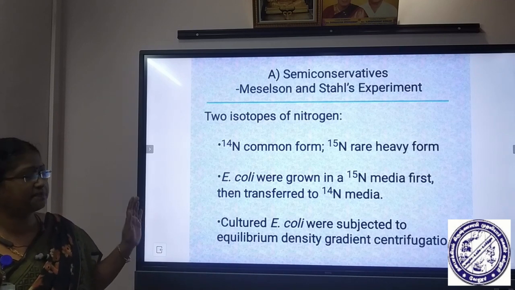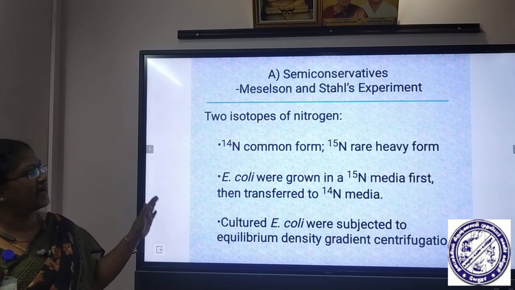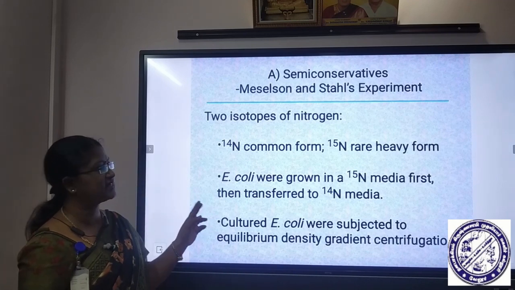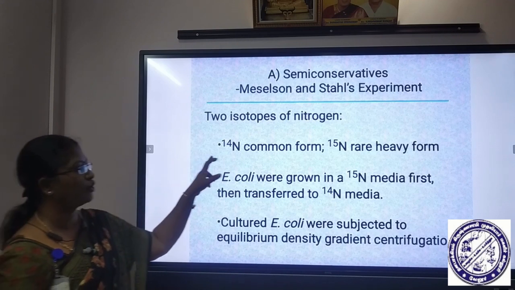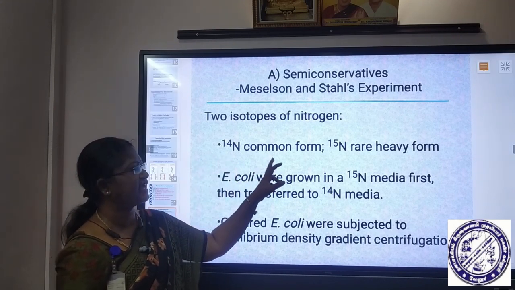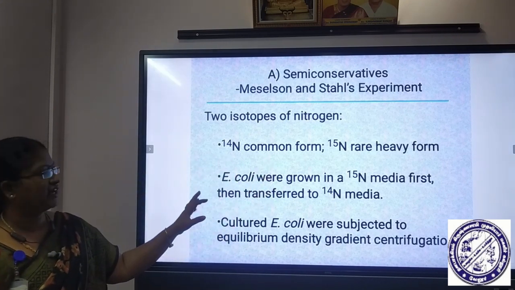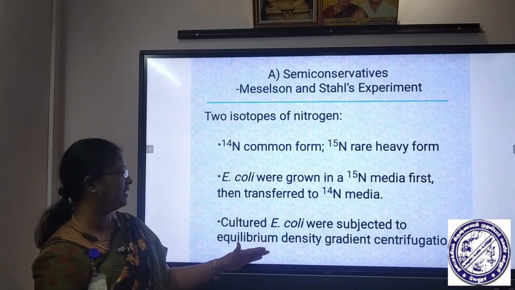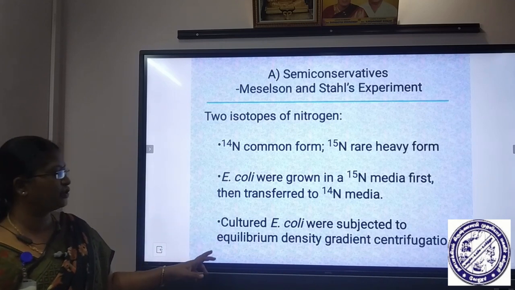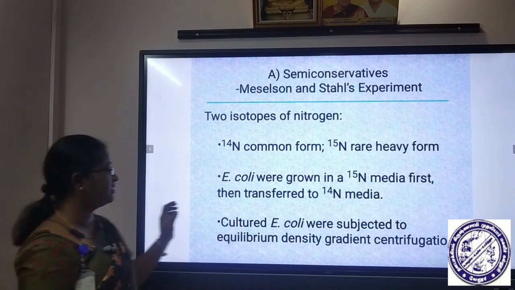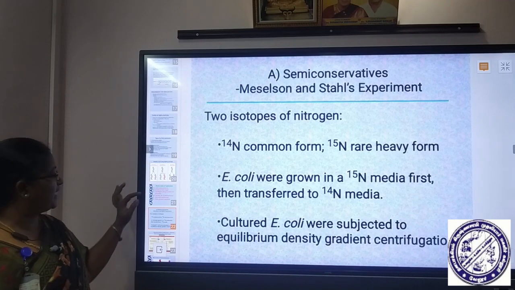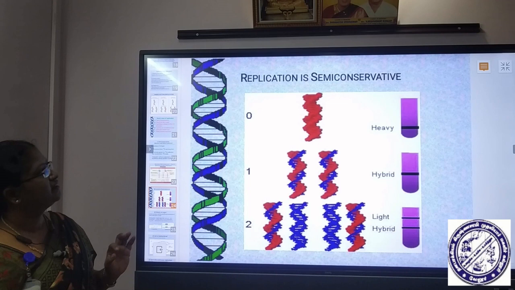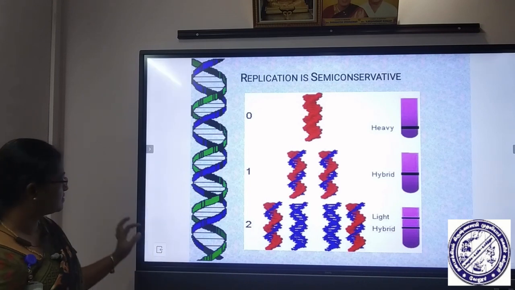So this is the accepted model, and the Meselson-Stahl experiment is carried out with two isotopes of nitrogen, that is, N14 and N15. E. coli were grown in N15 media first, then transferred into N14 media. The cultured E. coli were subjected to equilibrium density gradient centrifugation. Finally, we'll see the replication is in a semi-conservative manner. So, the structure shows the semi-conservative replication.